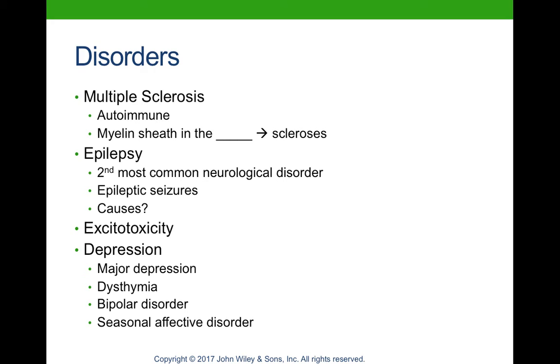Disorders that affect the nervous system include multiple sclerosis, epilepsy, excitotoxicity, and depression. Multiple sclerosis is an autoimmune disease that results in progressive destruction of myelin sheaths and neurons in the central nervous system. These myelin sheaths in the central nervous system deteriorate to what we call scleroses, which are hardened scars or plaques in multiple regions. Over time, more and more myelin sheaths sclerose, making this a progressive, debilitating disease.